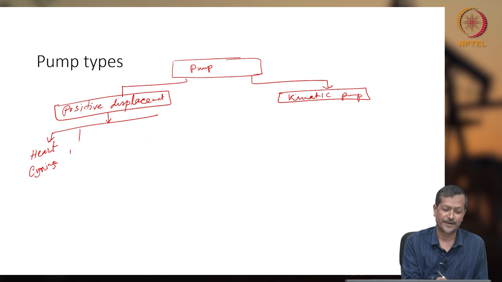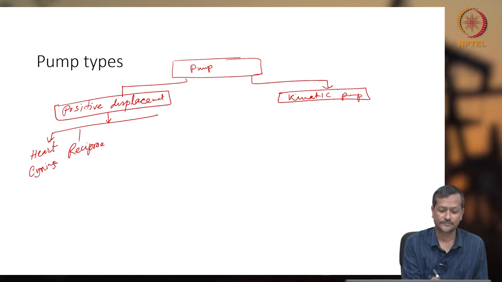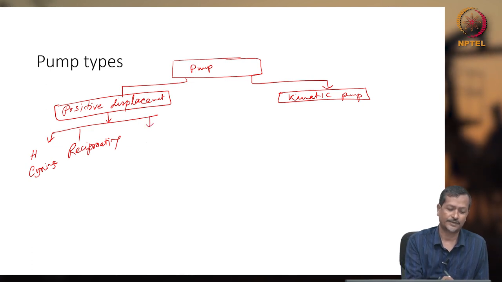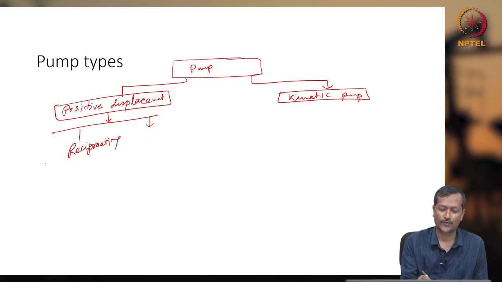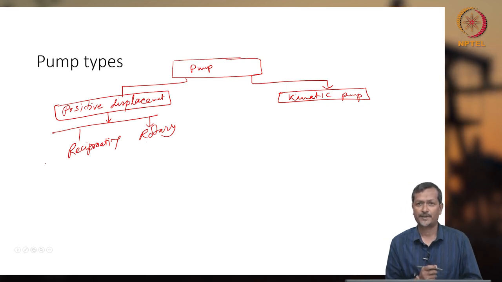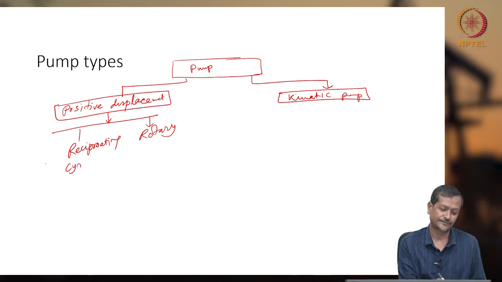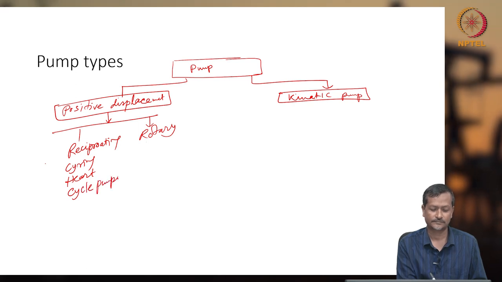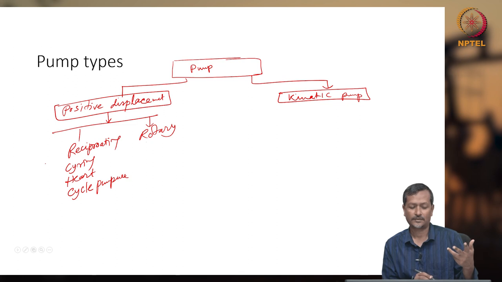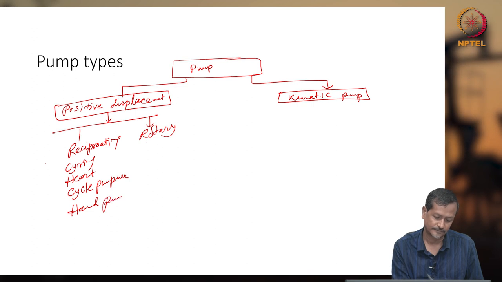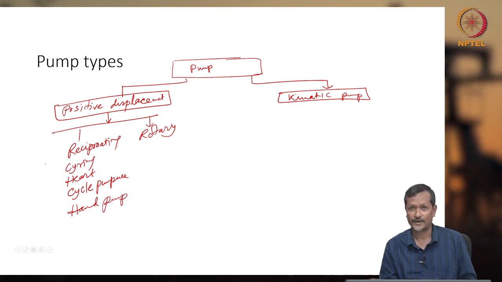So there will be reciprocating pumps, and there will be rotary type pumps. For the reciprocating type pump, I said examples like the injection syringe, heart, cycle pumper, or your hand pump, the water hand pump. Or you can find more examples from your day-to-day life applications.